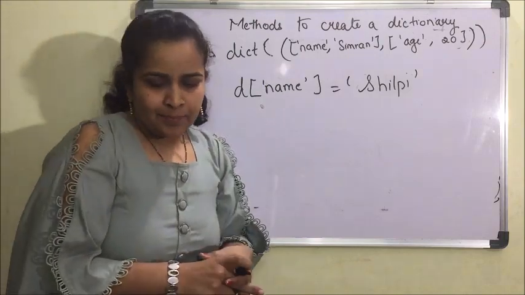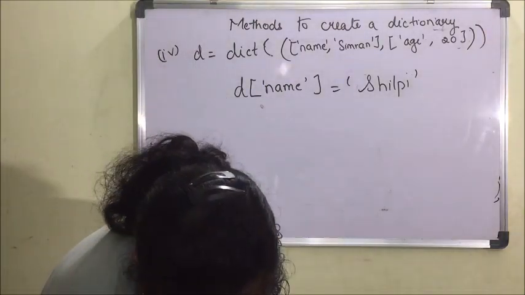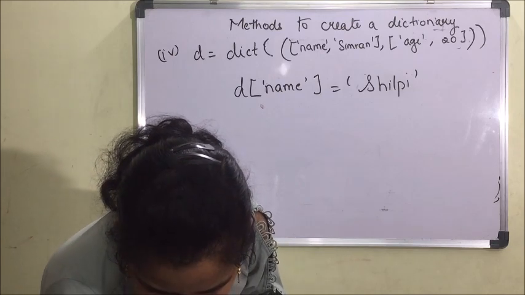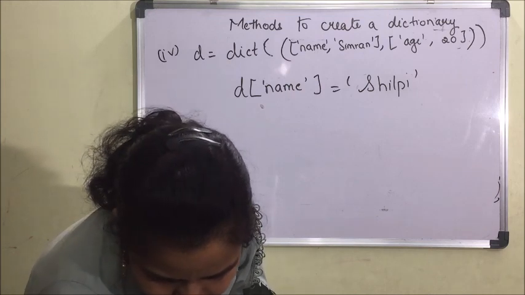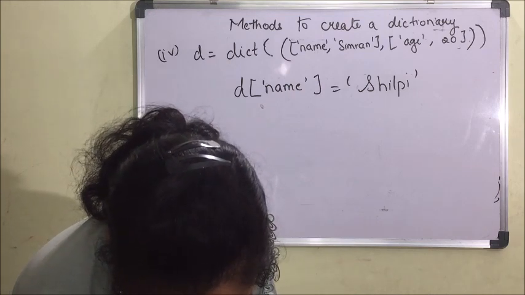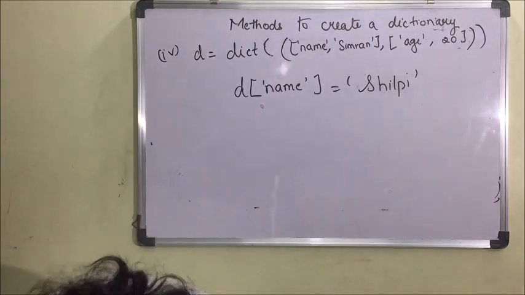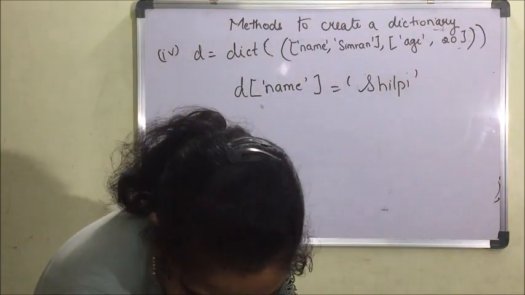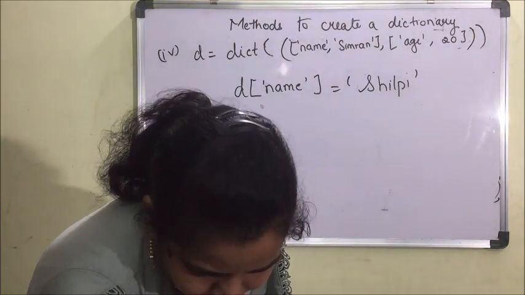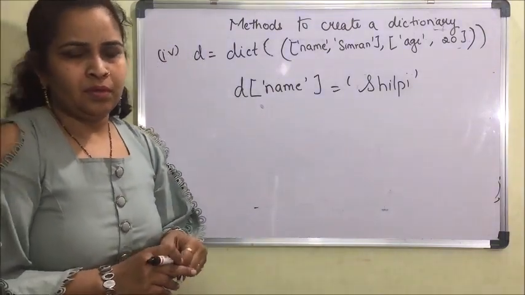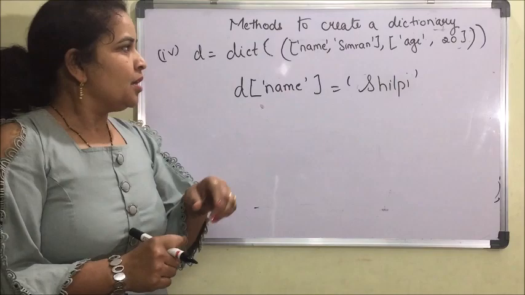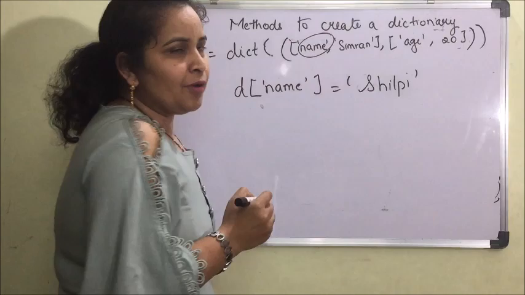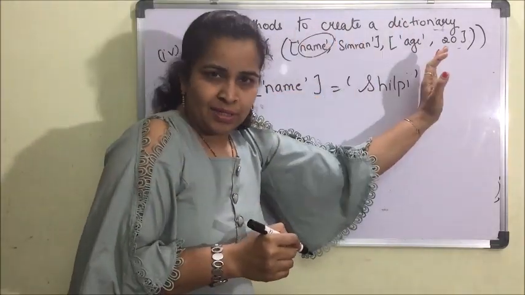Then the next thing is, the keys are unique, meaning we cannot repeat the keys. This you have to take care. If we have used a key once, we cannot use this key again anywhere in the dictionary.